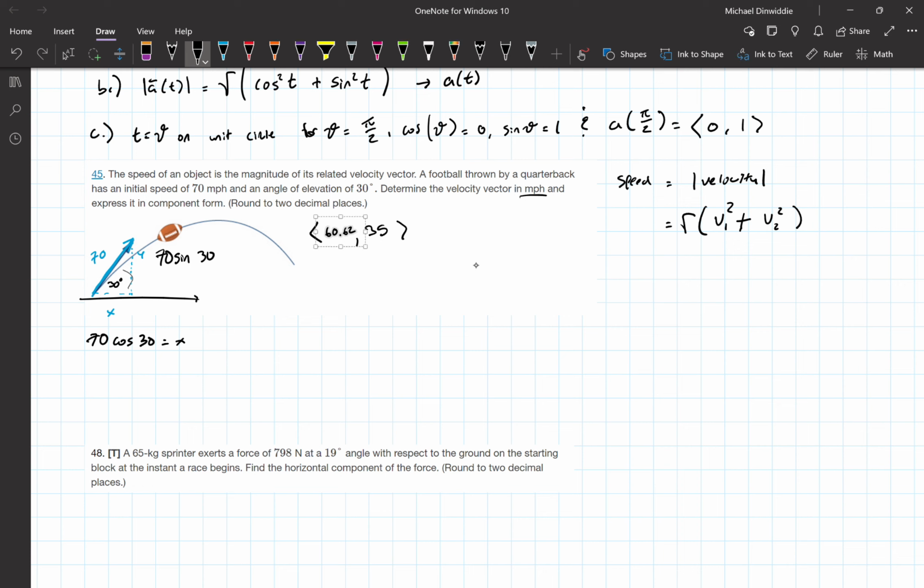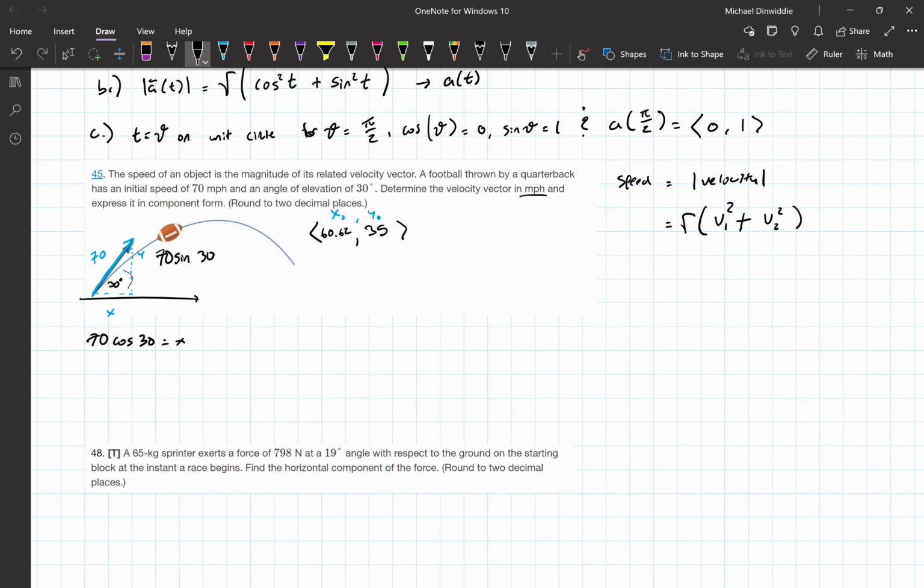60.62. So I did these kind of backwards. I did y first and then x. It doesn't really matter. You just want to make sure no matter what you do, your vector is always in the form of x naught, y naught, or x and y, right? We never want to do a vector as y direction, x direction, because that's just confusing for everybody. It's just like a point, right? A point is always the x direction and then the y direction.